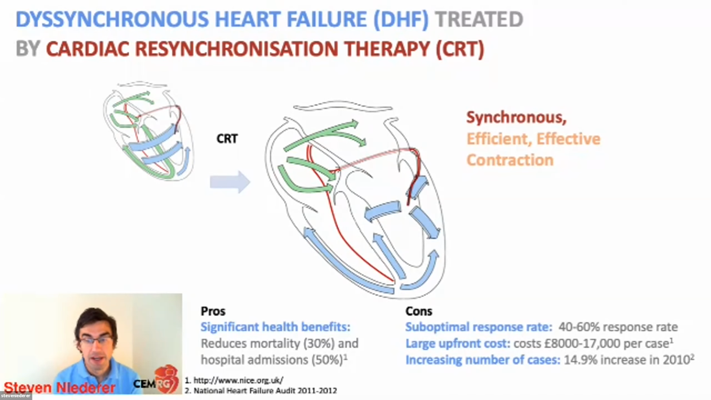So this is great. However, 40 to 60% of patients respond, leaving 40 to 60% of patients who don't respond. There's a large upfront cost for these patients, and we also see the number of patients receiving this treatment is increasing each year. So there is a need to improve this therapy.